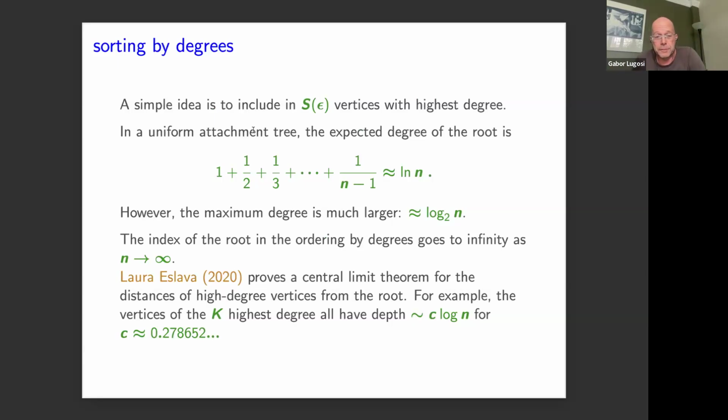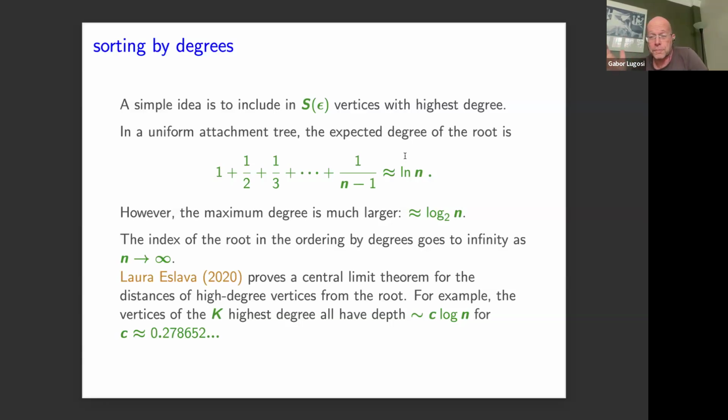For example, in a uniform attachment tree, the expected degree of the root is just, well, Eve will connect to Adam with probability 1, then the next vertex will connect to Adam with probability 1/2, and then 1/3, and so on. So after n steps, the root degree will be about log n, and this is concentrated. This is just a sum of independent Bernoulli random variables. There's a central limit theorem.